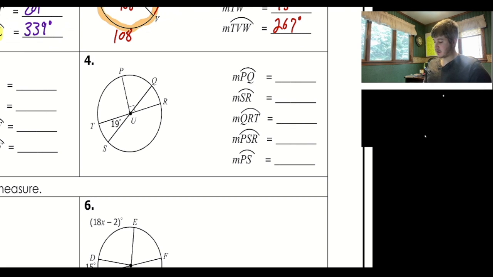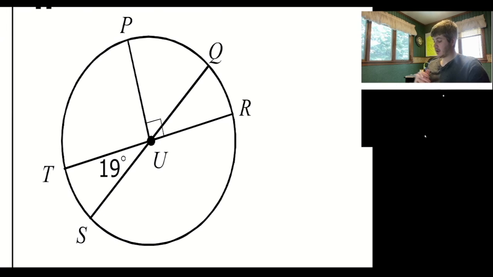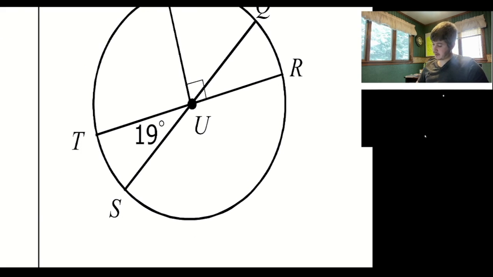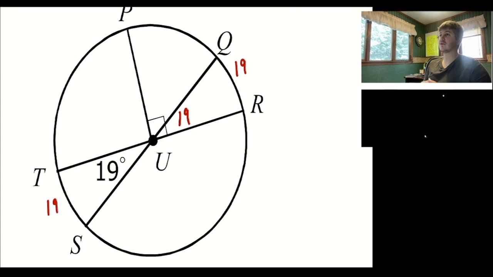All right, let's take a look. They only give us really two pieces of information, the 19 degrees and that right angle. So we got to keep that in mind. First thing I would label is TS must be 19 degrees because of central angles. That's the whole rule that we're using. We do have one pair of vertical angles in here as well. This right here must also be 19 degrees for vertical angles, which makes arc QR 19 degrees.